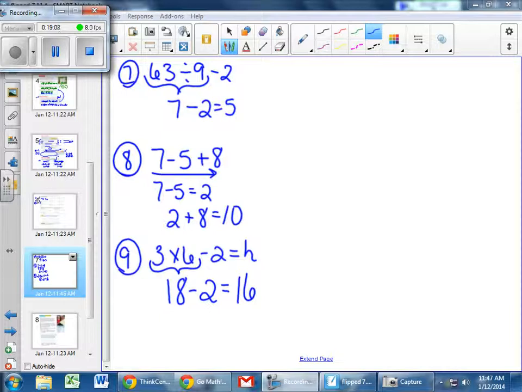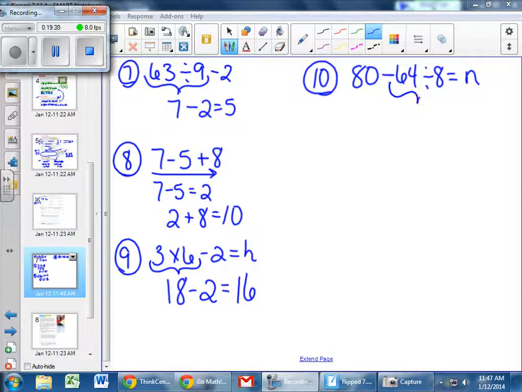I'm going to do one more of these with you just so you can get in the habit of writing them out. Number 10 is 80 minus 64 divided by 8 equals n. Okay? Order of operations, multiply, divide from left to right, then add and subtract left to right. So I need to multiply and divide first.